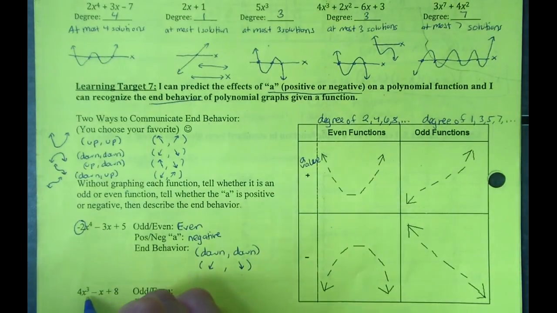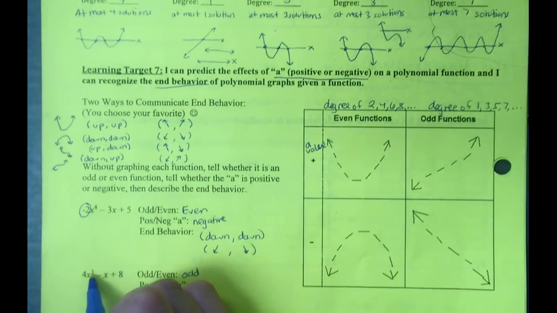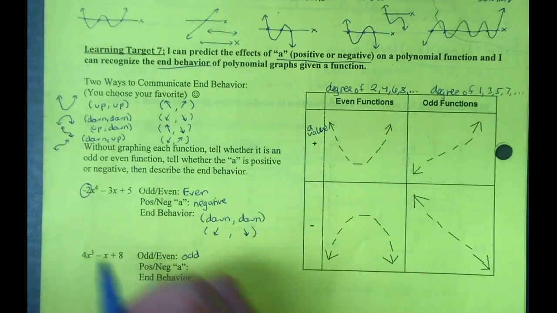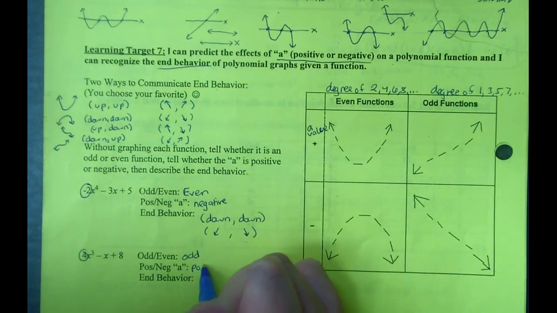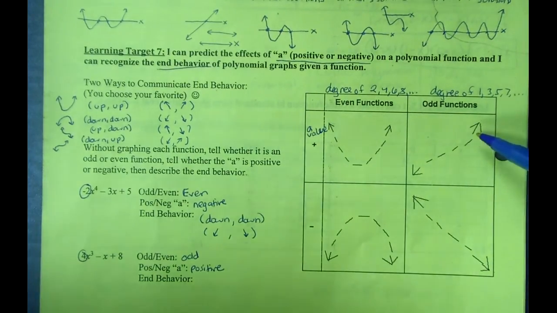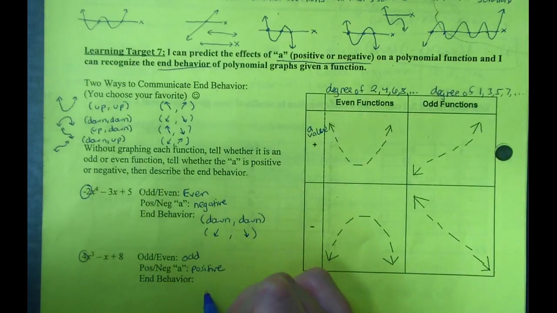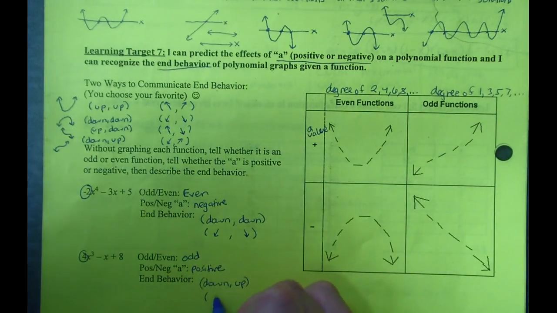This is an odd function because the biggest degree is 3, and 3 is an odd number. A is positive. So if it's an odd function with a positive A value, that means it's going to be ending up and starting down. So it's going to go down, up, just like the picture shows us for an odd function with a positive A value. Or you could write it like that.